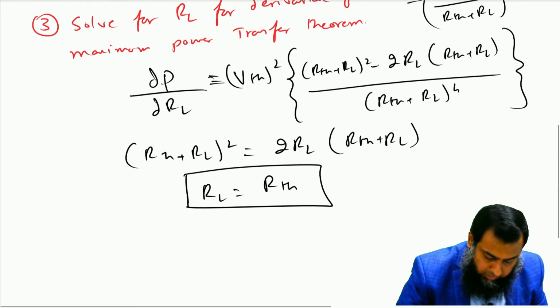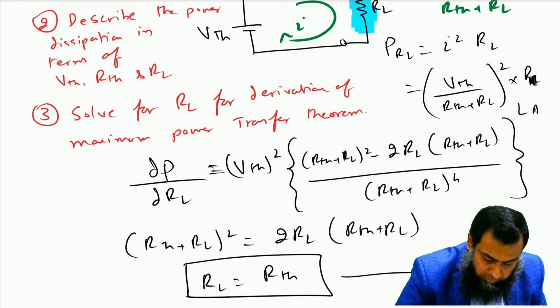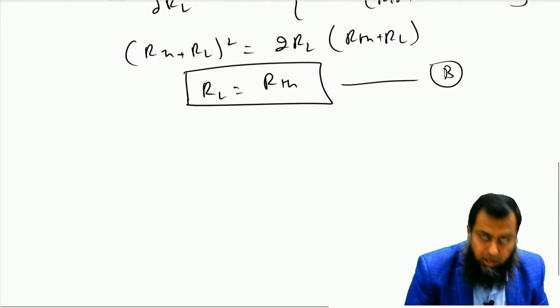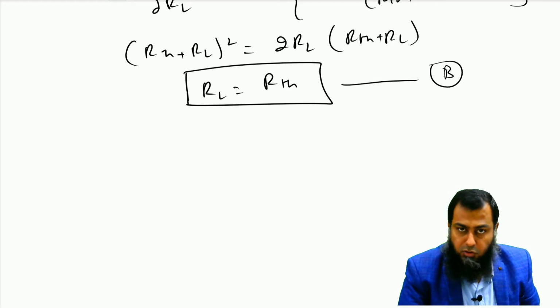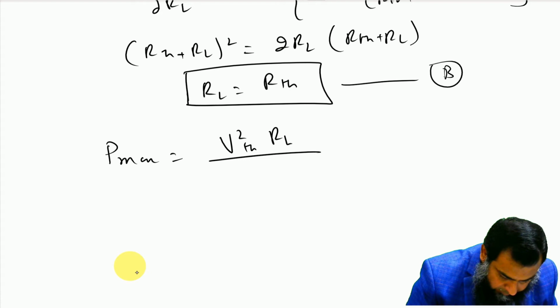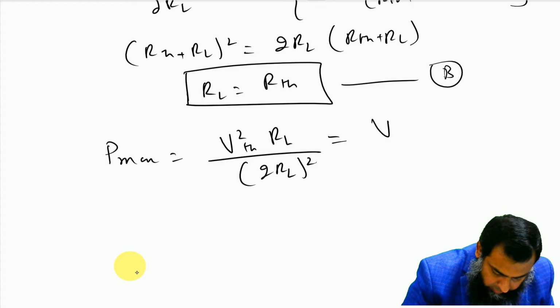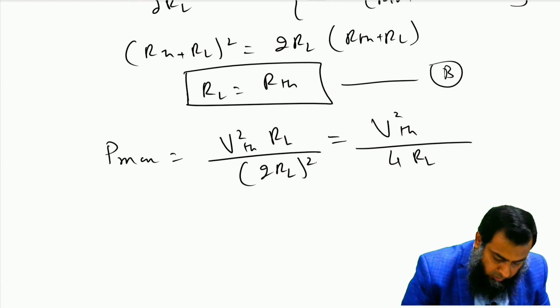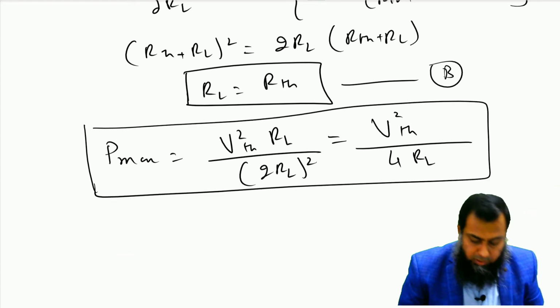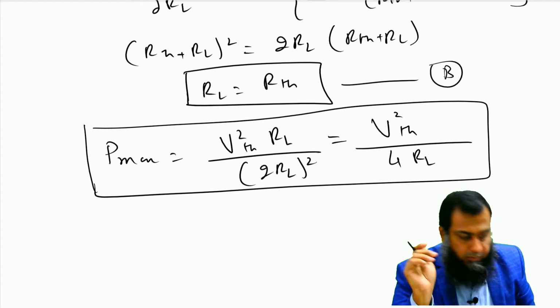Now if I plug this equation number B back into equation number A, let us say this is equation number A, then the power which is transferred after we plug in the value of RL equal to R Thevenin, that is the maximum power, and that is equal to V square Thevenin over RL divided by 2RL square, and that is equal to V square Thevenin over 4 times RL. This is the value of the power transferred from the source to the load when the load resistance becomes equal to the Thevenin resistance.